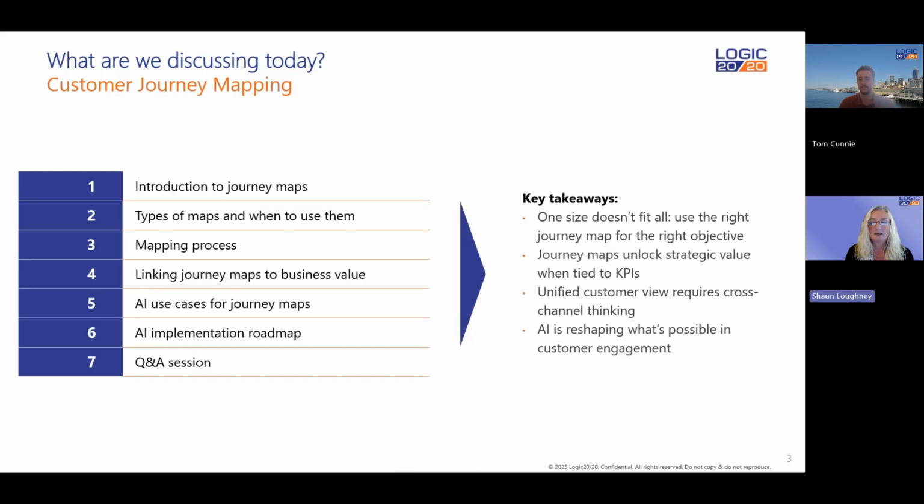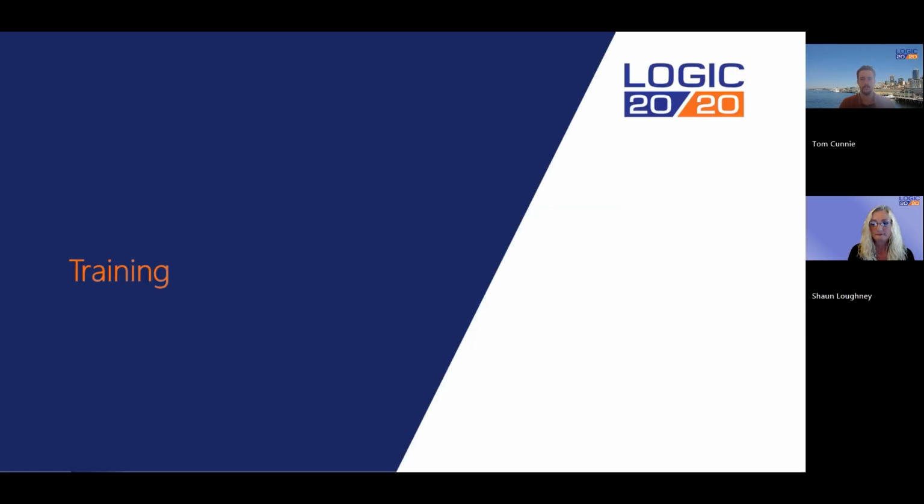Our key takeaways are that one size doesn't fit all. Use the right journey map for the right objective. Journey maps unlock strategic value when they're tied to KPIs. A unified customer view requires cross-channel thinking, and AI is reshaping what is possible in customer engagement.